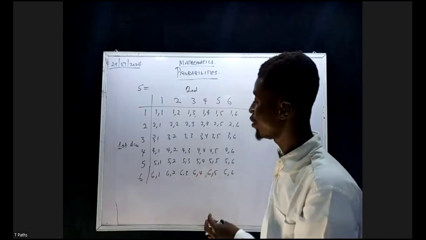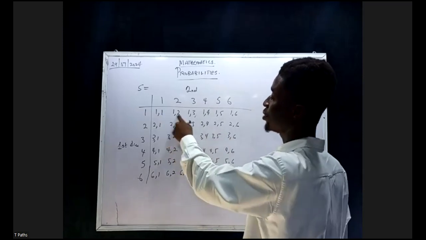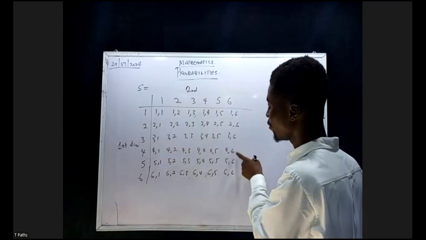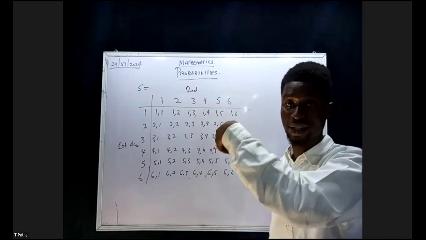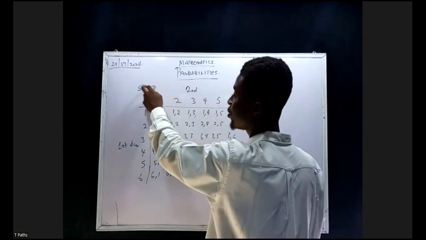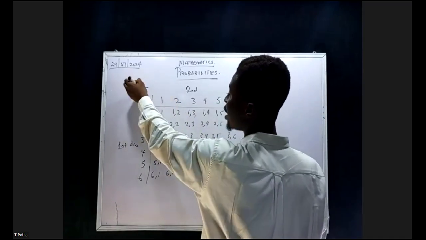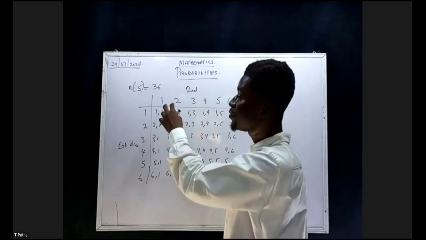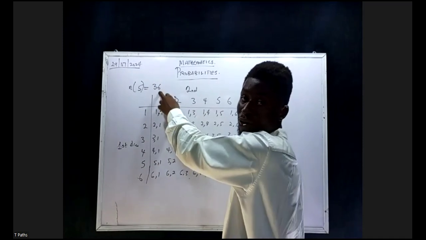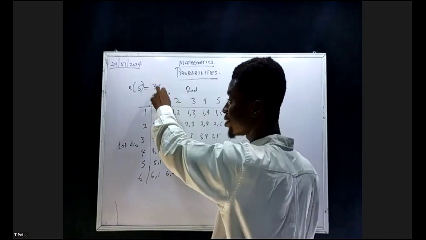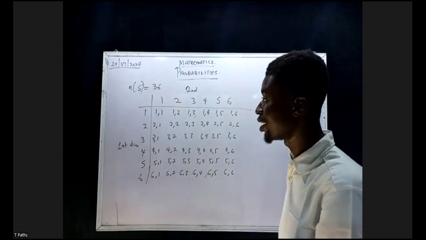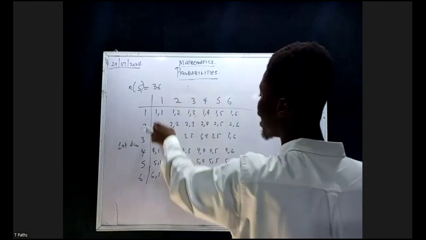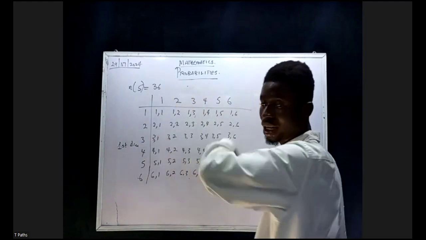Now, if we count the total number of possible outcomes, 1, 2, 3, 4, 5, 6, and so on, the total is 36. That tells me my sample space is 36. I can only have 36 possible outcomes. The total number of possible outcomes is 36. Do we get that now? So if I throw two dice, I have 36 total outcomes.